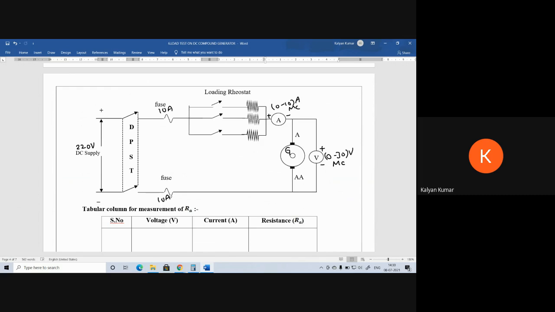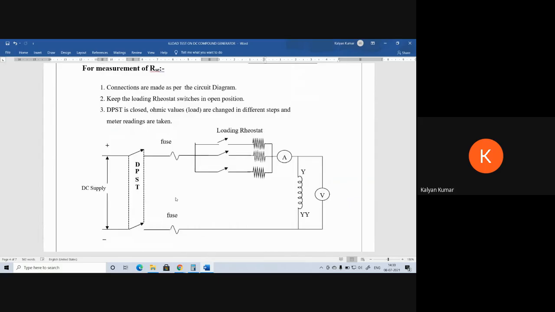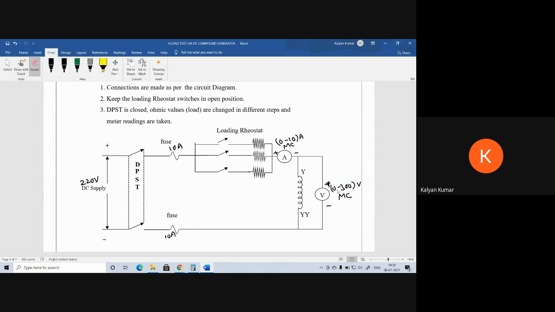In a similar manner, we can set the meter ranges for the circuit that we are using for measurement of series resistance. It is 30 volts, sorry, not 300, it is 30 volts.